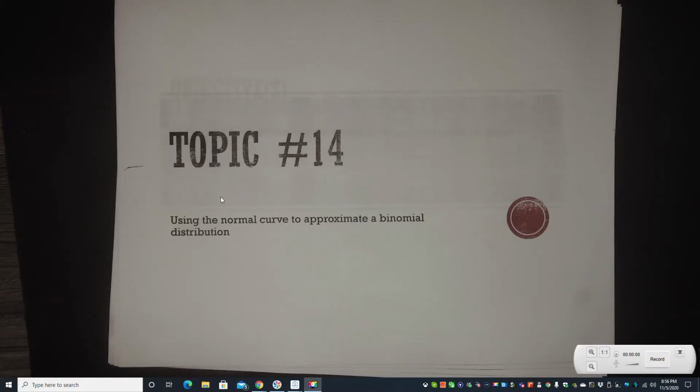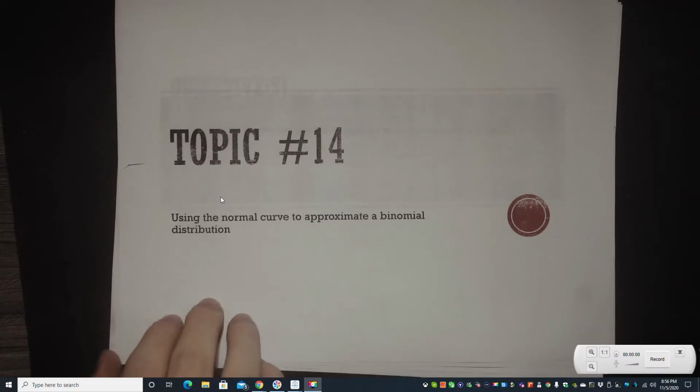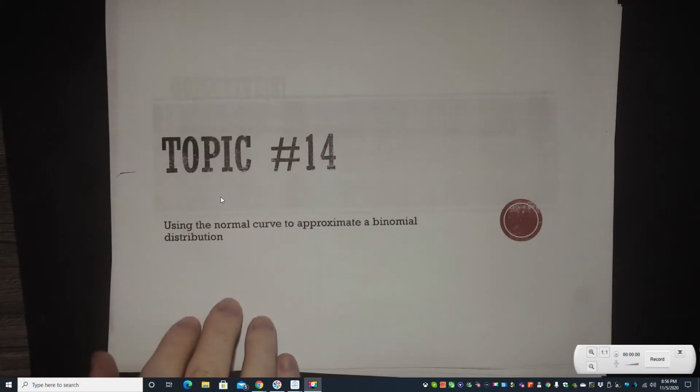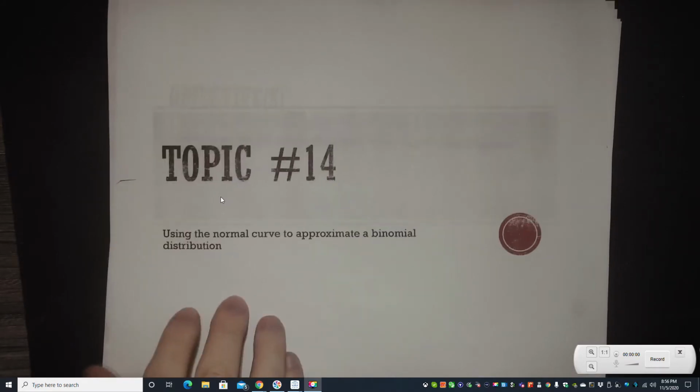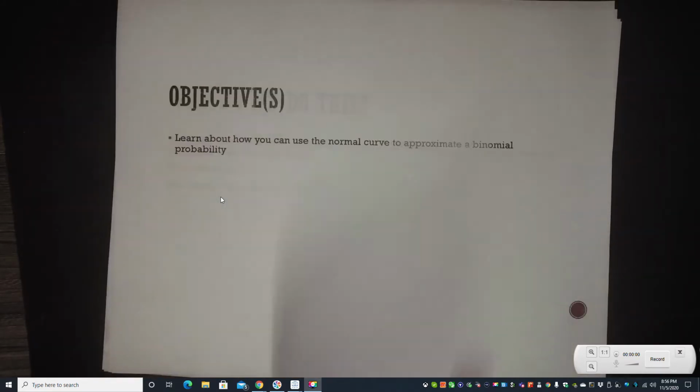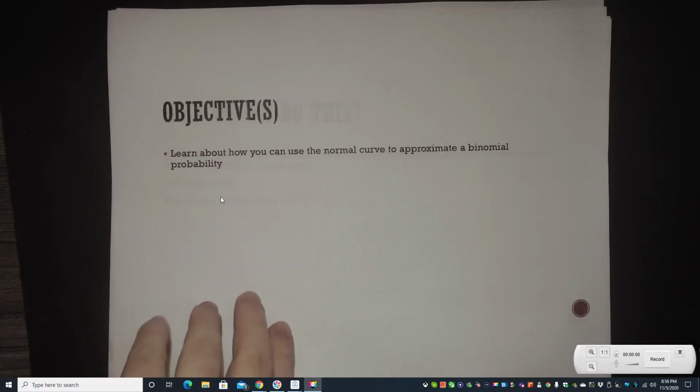Alright, so this will be an easy one, or rather a fast one. We're using the normal curve to approximate the binomial distribution. This is more from before we had advanced technology to do it for us. But really, we're going to learn how to use a normal curve to approximate binomial probability.